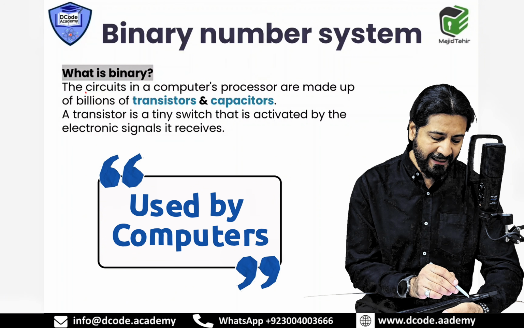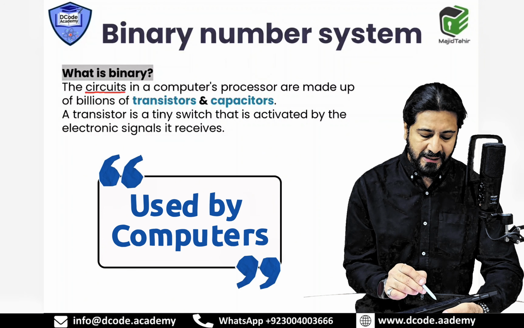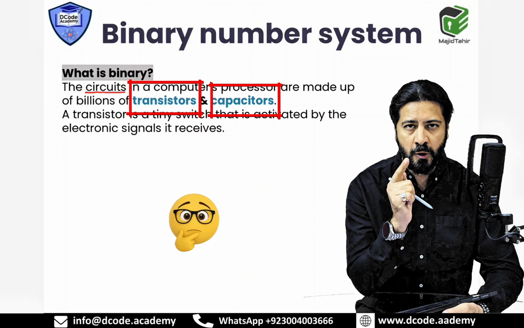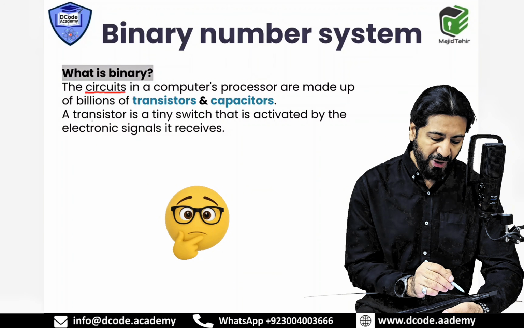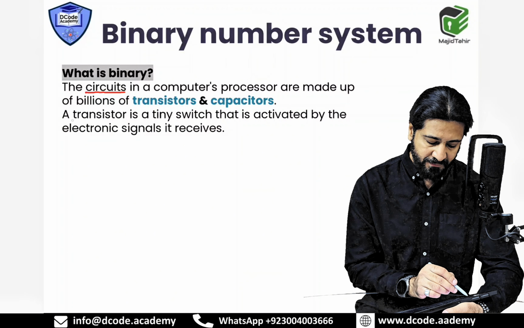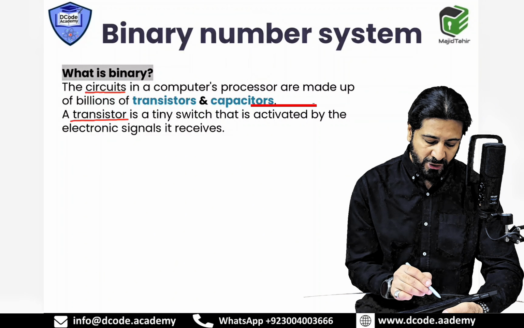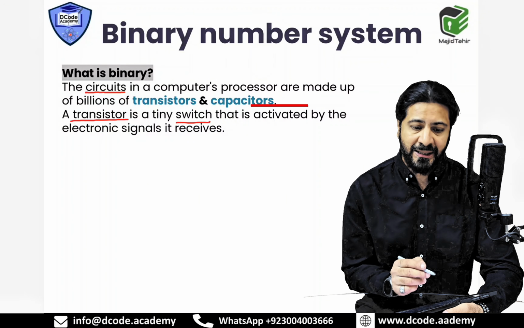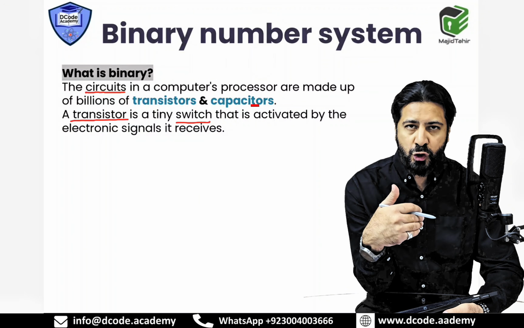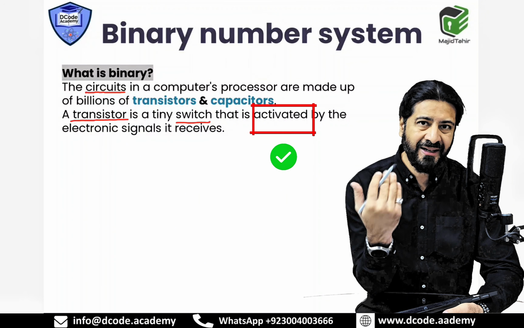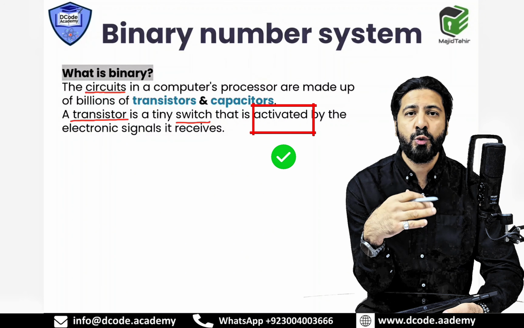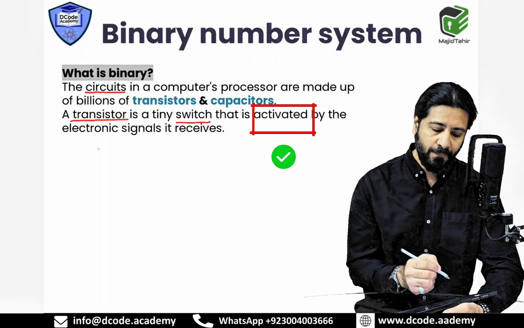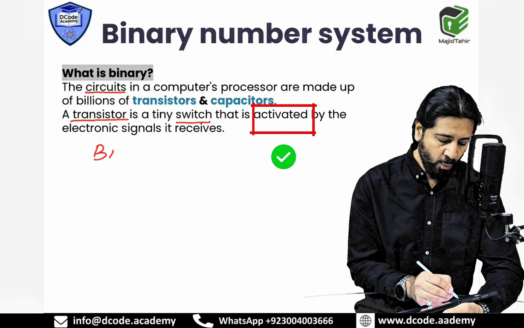The circuits in the computer processor are made up of transistors and capacitors. You have to remember these two terminologies, transistors and capacitors. Now, a transistor is a tiny switch that is activated by an electronic signal, or maybe a charge. When it receives a charge in the capacitor, it is switched on, and a transistor switched on gives us the binary value of 1.